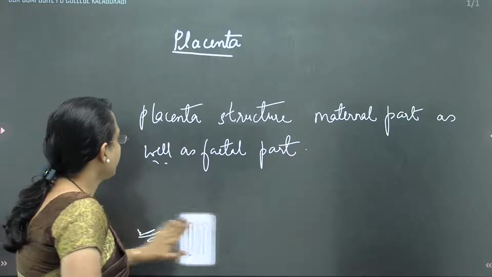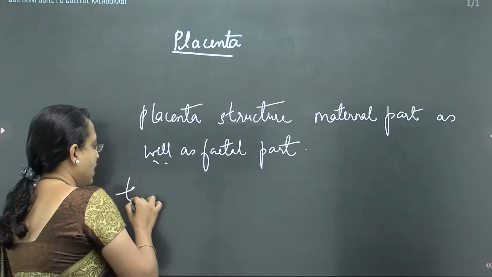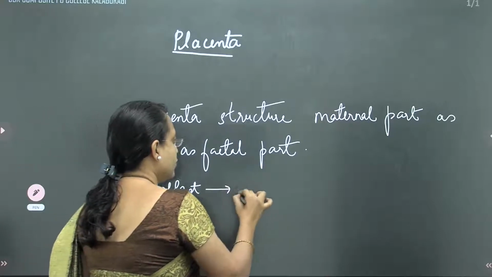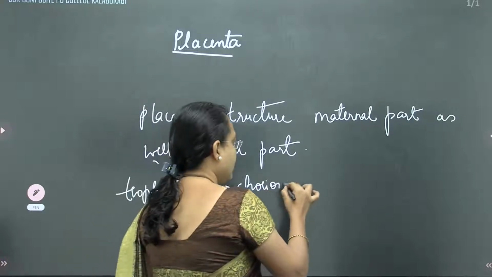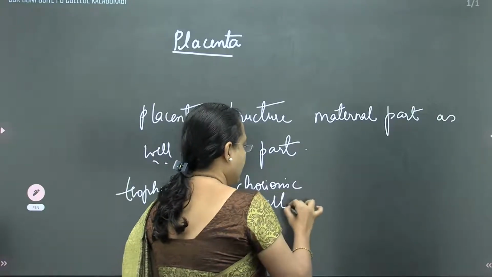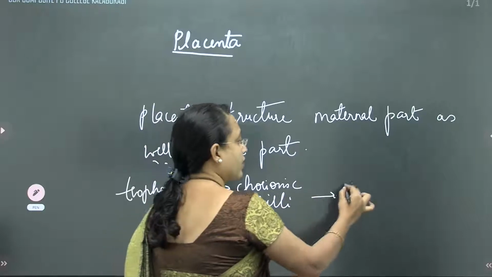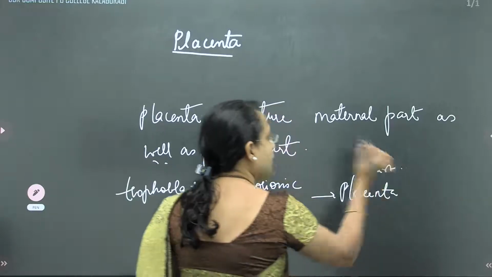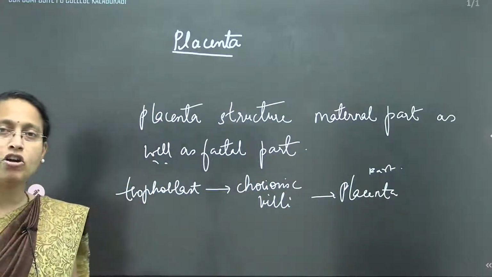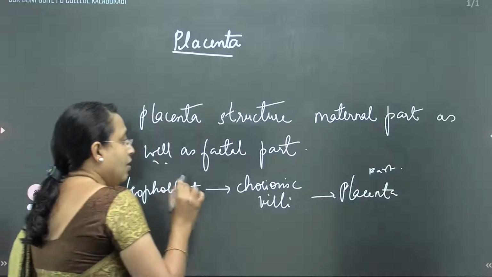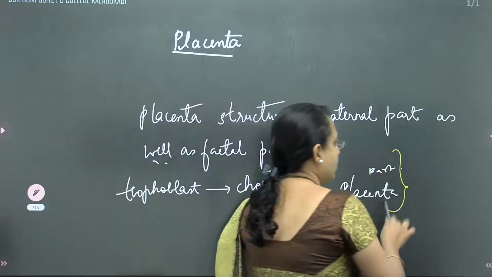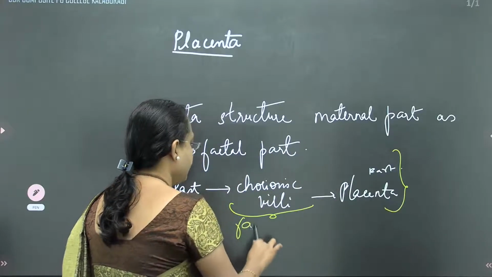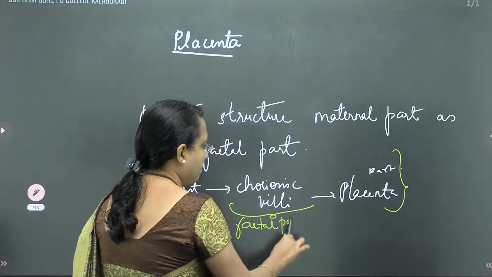So what happens? Trophoblast will lead to chorionic villi, and chorionic villi again will be part of what? Placenta. It is actually which part of the placenta? The fetal part of the placenta. This part becomes the fetal part.